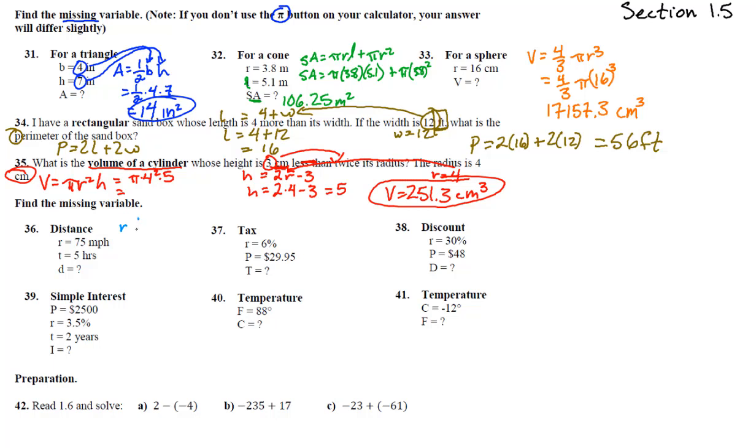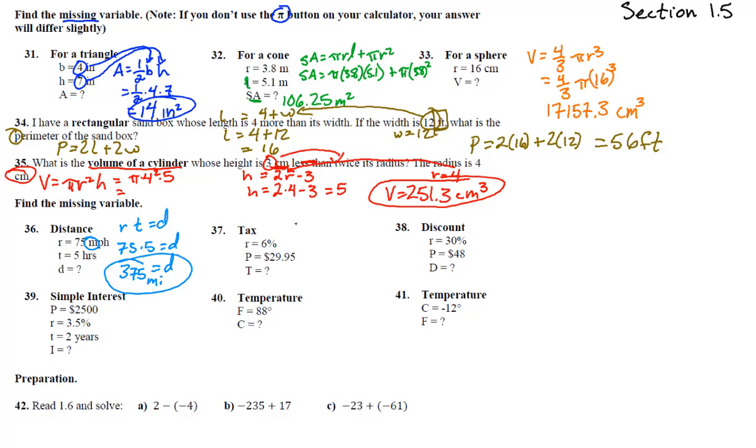We know that rate times time equals distance. Here we have rate is 75, stick it in. Time is 5, it's going to be our distance. So our distance equals 375. This was miles per hour, and we times by hours, so we get miles. 375 miles.